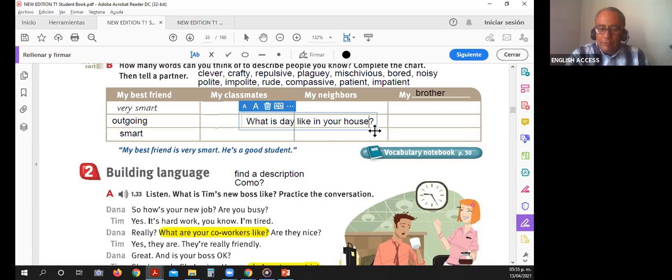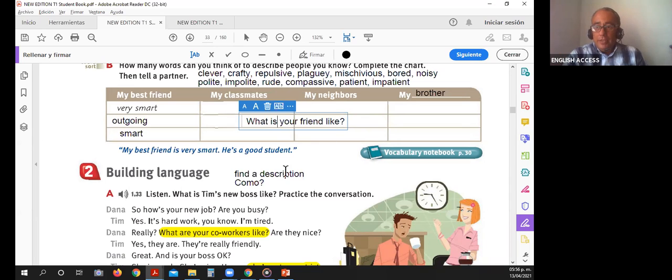But yes, right now, we are looking at the personality. Like is used to describe or to ask for the description of something. What is your friend like? ¿Cómo es tu amigo? What is your house like? ¿Cómo es tu casa? What is your car like? ¿Cómo es tu carro? Like here is a word that helps us to ask for a description.